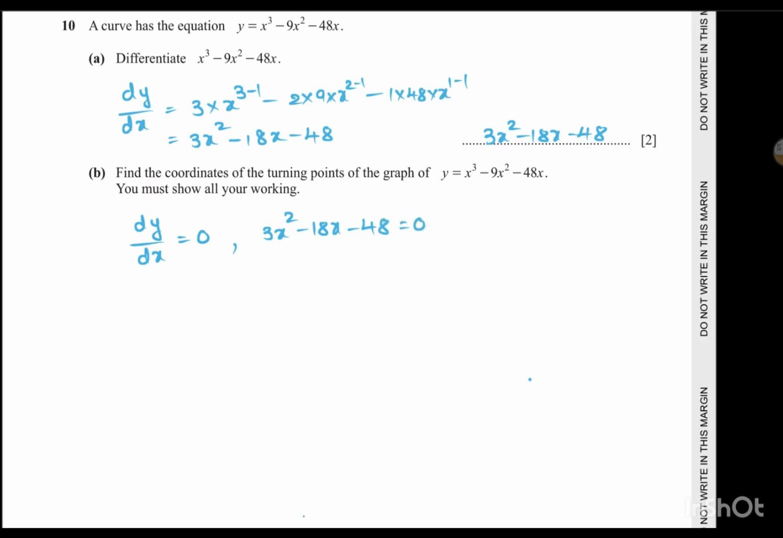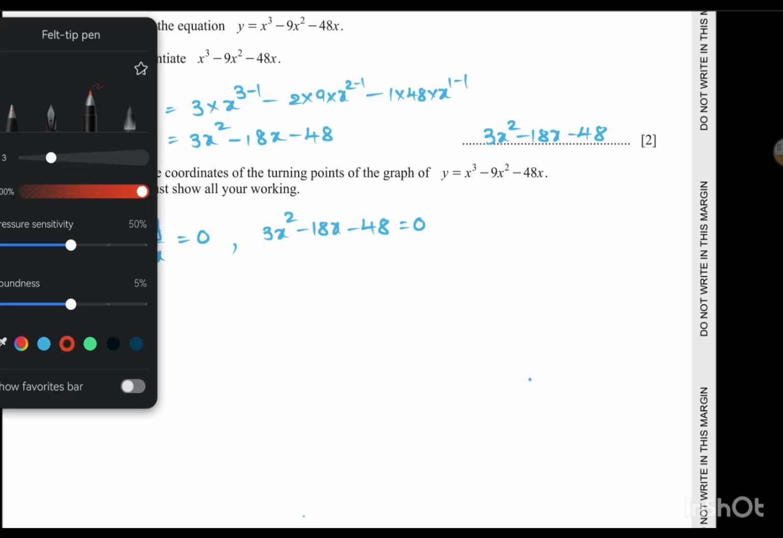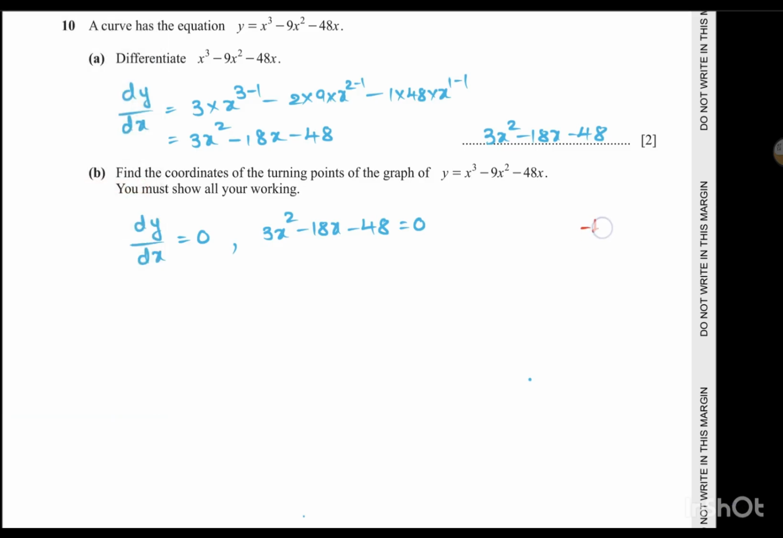This is a quadratic equation. Solve for x. We can use the factorization method. So for factorizing, we will take the product of two numbers to be minus 48 into 3, which is minus 144. The product should be minus 144.